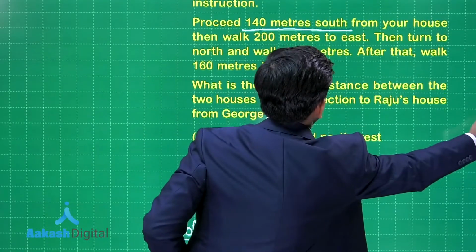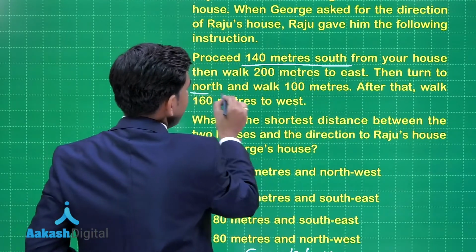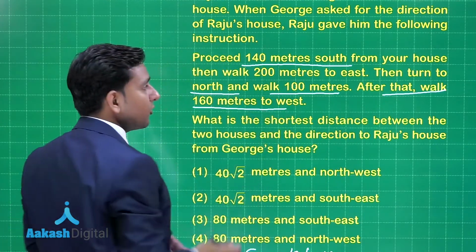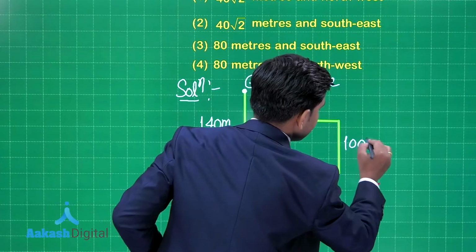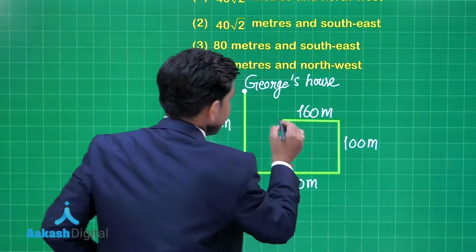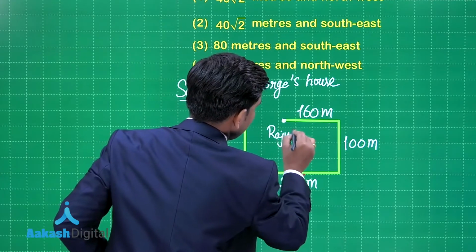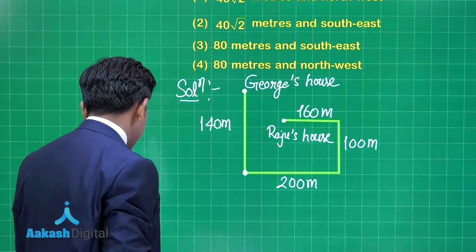Thereafter, he turns towards north and walk 100 meter. After that, 160 meter to west. So we can write 100 meter this distance and then 160 meter this distance. So finally this will be the Raju's house. Clear? And what we have to find in this question?